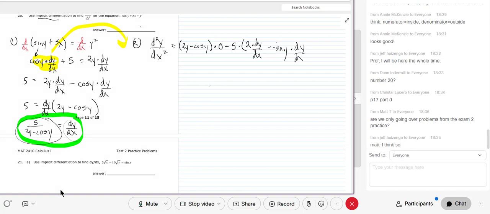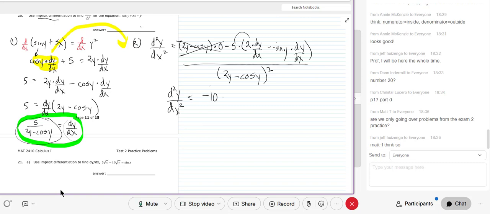Okay, like that. And I'll clean this up before I do anything else. So the other thing is, in your quotient rule, you have to have the bottom squared, like that. So I'm just working with the quotient rule. And what you're going to find on this, if you take 0 times anything, that'll be 0. And if you distribute the negative 5, you're going to end up getting the second derivative is equal to negative 10 times dy over dx.